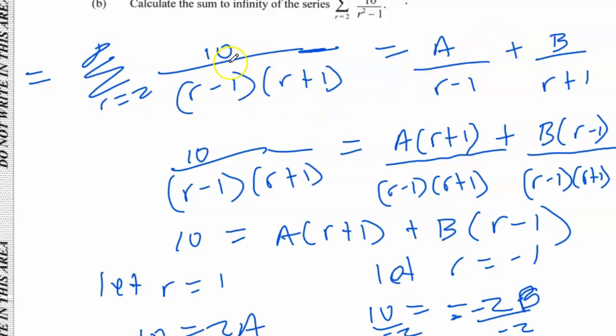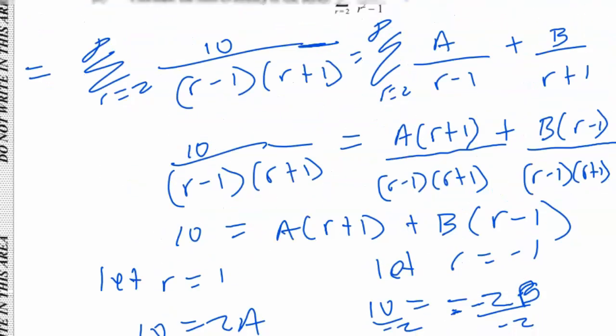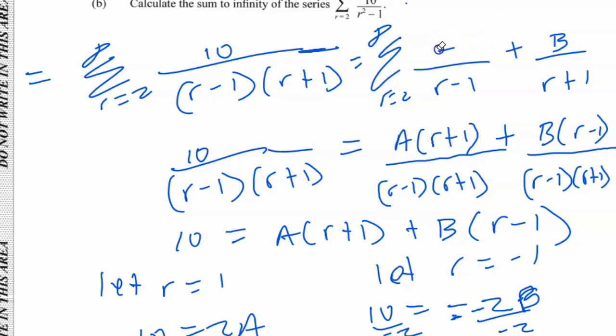So this series here, we can rewrite it as the summation from r equals 2 to infinity, where a is 5 and b is negative 5. So replace a with 5, minus that. Of course, to check if this is correct, we can put it back together, simplify into one common denominator, and the numerator should be 10. Alright, so we'll just use partial fractions to rewrite.